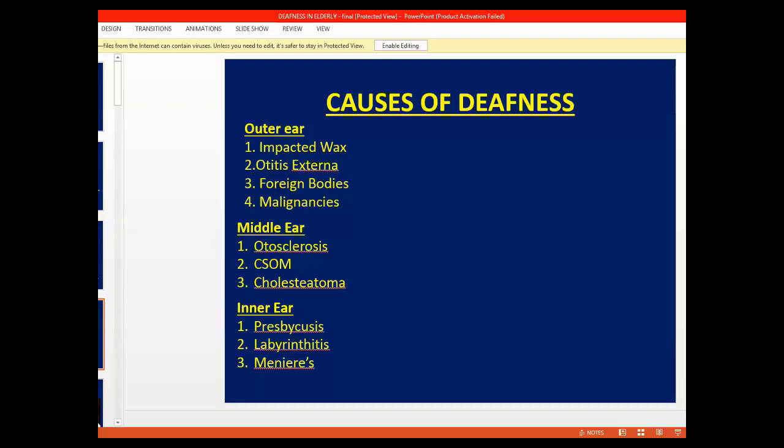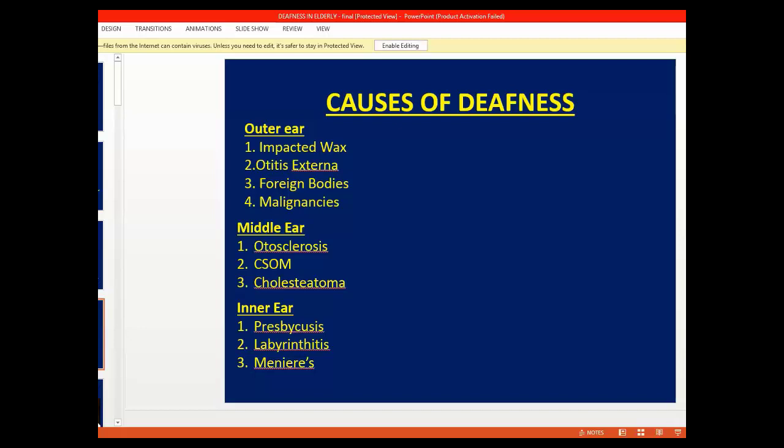So if the round window is not there, and there's no space in the middle ear, no air, the hearing mechanism will be affected. You must remember, although the eardrum, ossicles, and inner ear are all there, if the middle ear space is not adequate, there will be a problem in sound transmission.